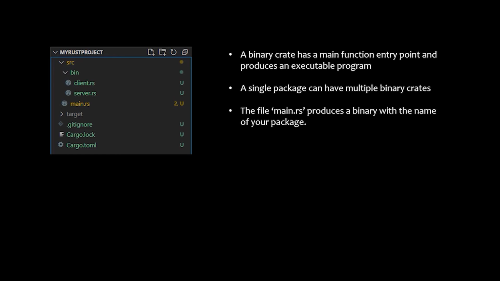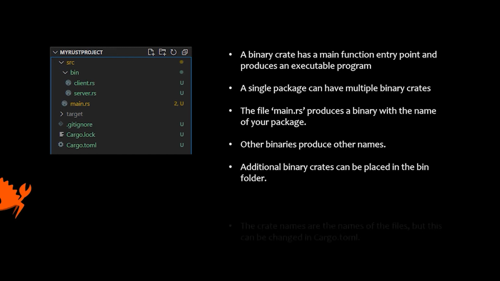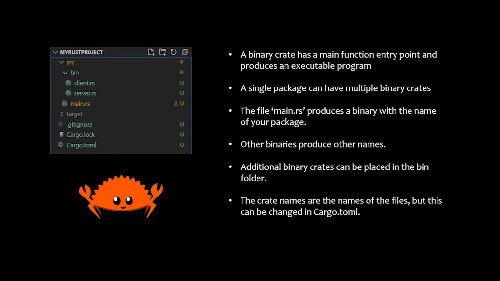A file named main.rs produces a binary crate with the name of your package, or other names. You can configure that. You can set up multiple binaries, of course. Other binaries are produced under other names. Additional binary crates can be placed within a bin folder, as we see here. We have a client and a server in the bin folder. This would produce two binary outputs. The crate names are the names of the files, but this can also be changed in the cargo.toml file.